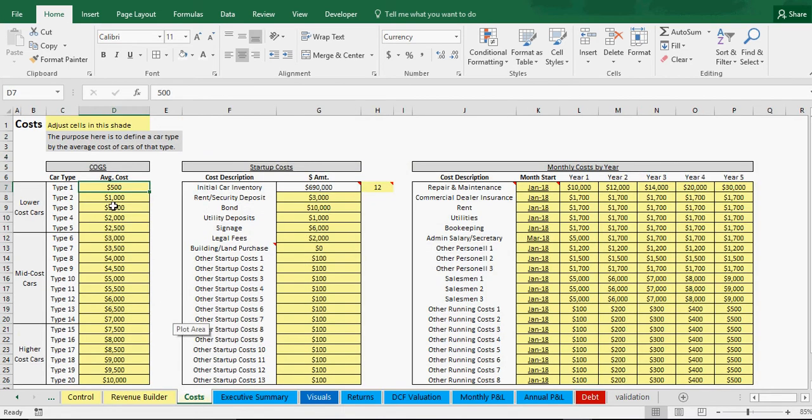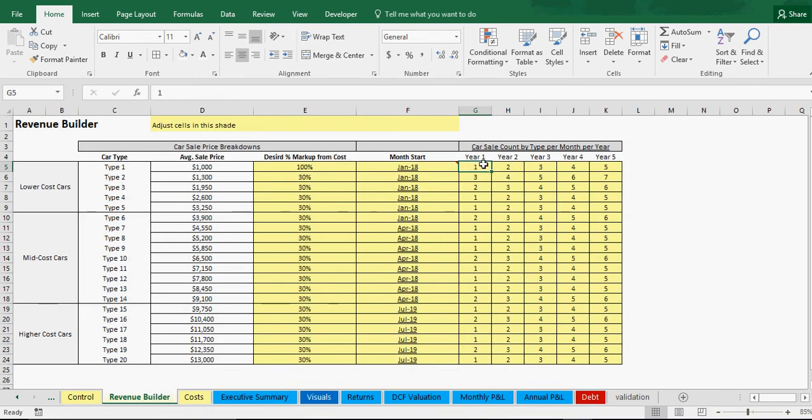Then we have our costs. We've already went over the average cost. This is where you put in the cost of each type of car. We have our startup costs. Notice everything in light yellow is what you can change. Everything in white is formula. And so this is one of the more advanced logical constructions I've done in this model, the initial car inventory. This is going to allow you to project what you're going to need up front to pay for a given amount of months of cars based on these projected sales.